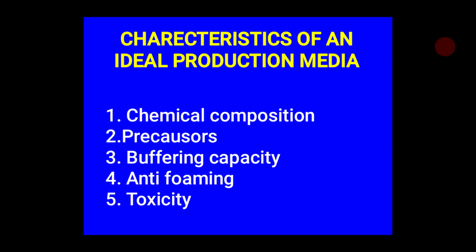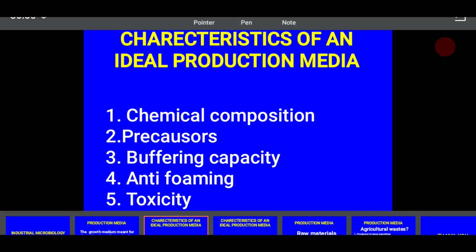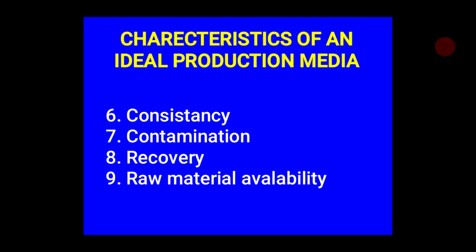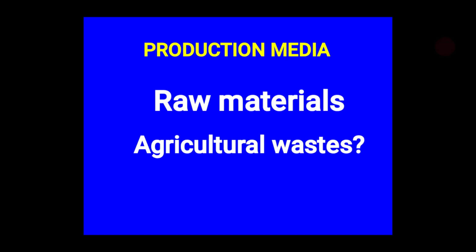First one is chemical composition, the second one precursors, buffering capacity, anti-foaming agent, toxicity, consistency, contamination, recovery, and availability of what? Raw material. Okay, so when we are talking about availability of raw materials, what is the most important raw material which we are using in the fermentation industry? We will see. So many different types of raw materials are used in different types of industrial fermentation process.